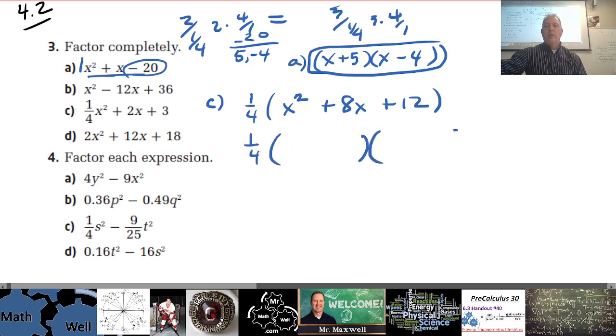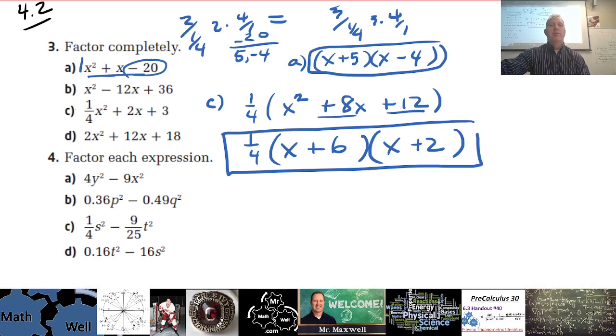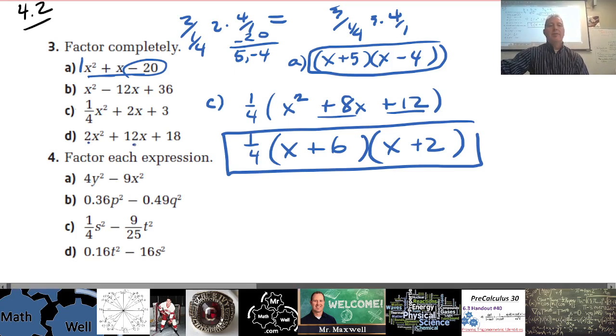I'm looking for two binomials, x and x. Factors of 12 that add to 8 would be 6 and 2. Done deal for C. Okay, number 2, I would factor out a 2, or letter D, I should say. So if we take a 2 out, now we simplify that a bit.